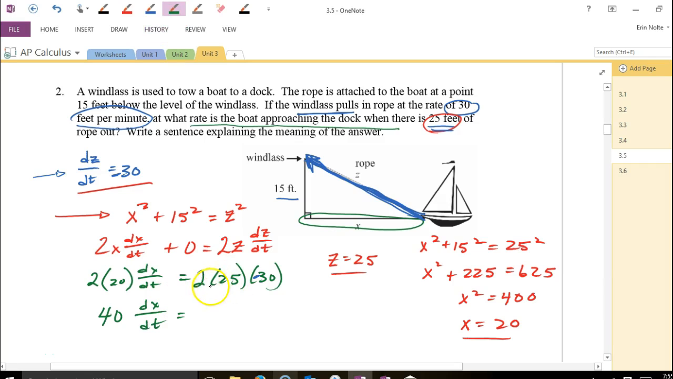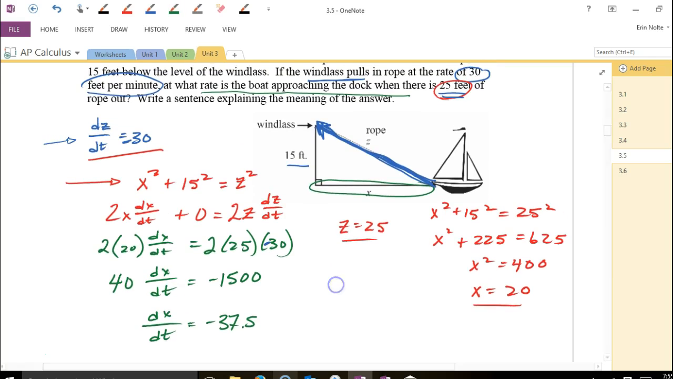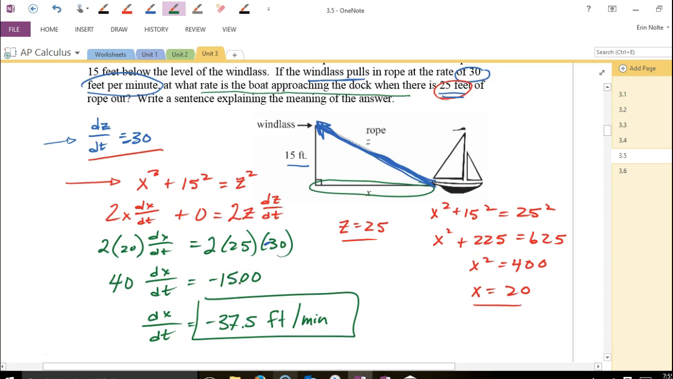Okay, so that makes this negative 1500. That's a big piece of information. So if I do negative 1500 divided by 40, that gives me negative 37.5. Then I have to label this in terms of my story problem, so I have feet per minute as my rate. Okay, so negative is implying that it's going to the left, it's getting smaller.